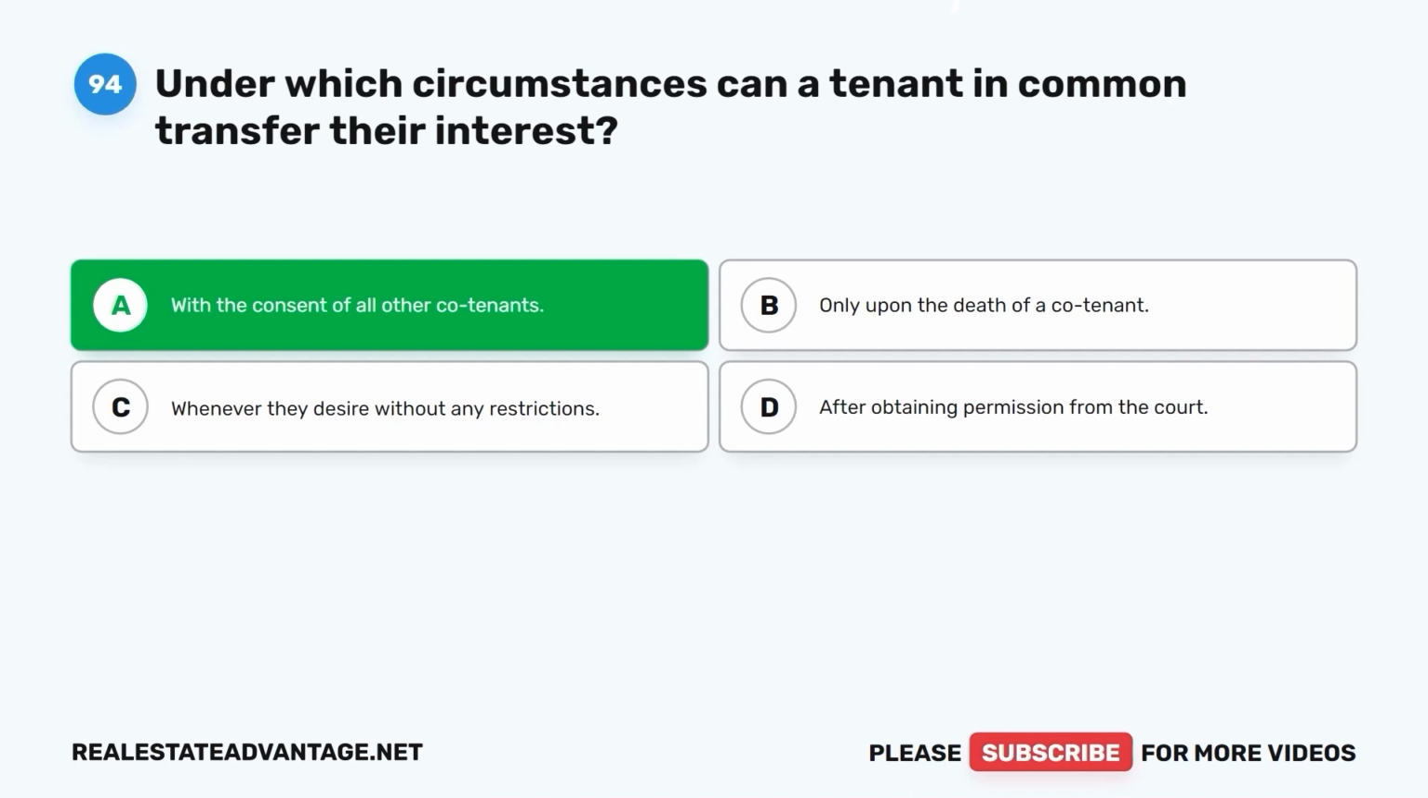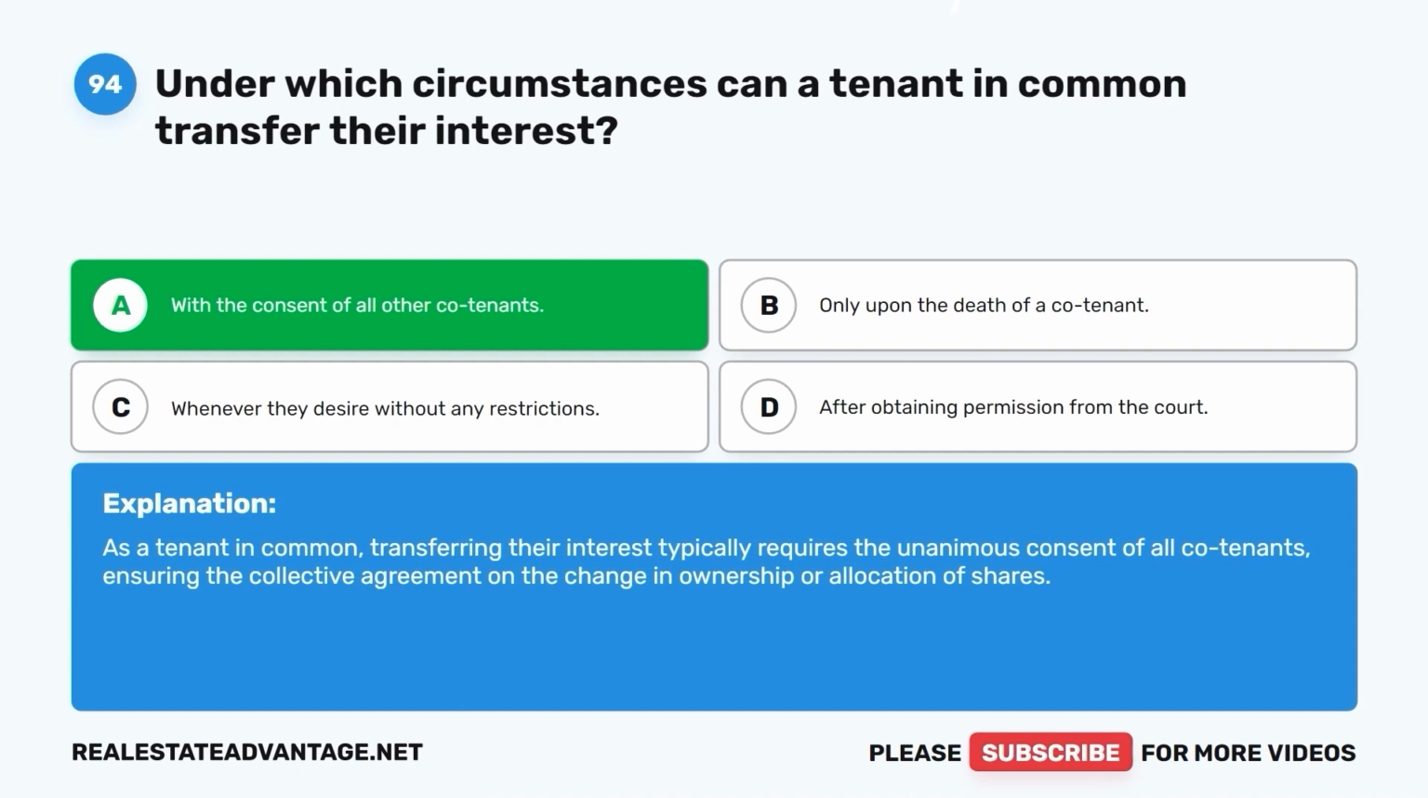With the consent of all other co-tenants. As a tenant in common, transferring their interest typically requires the unanimous consent of all co-tenants, ensuring the collective agreement on the change in ownership or allocation of shares.